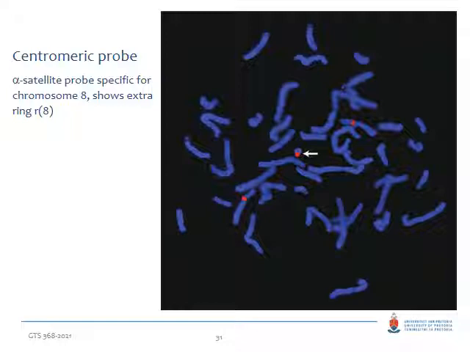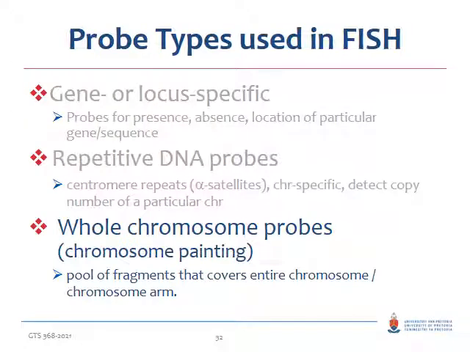The centromere probes can pick up an additional chromosome 8 in a ring chromosome 8 in this preparation. You can also make whole chromosome probes. When that is done, it's called chromosome painting. This is very expensive and hardly ever used, and now replaced by another method.